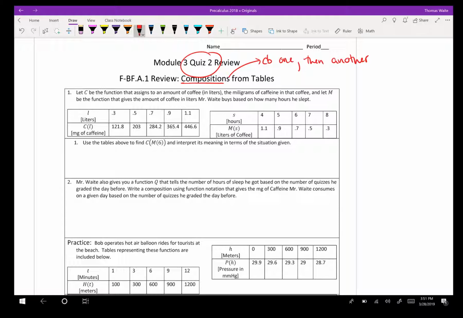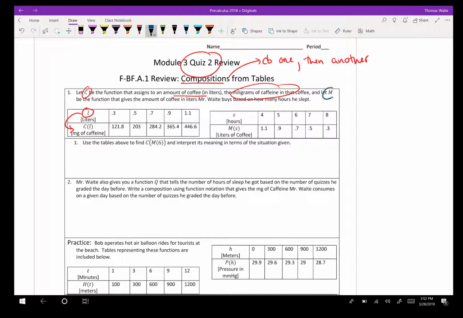It says let C be the function that assigns an amount of coffee the number of milligrams of caffeine in that coffee. Some of these are worded differently. This one says assigns the amount of coffee, so it's taking in a coffee, and it gives us the amount of caffeine in that coffee. So let's look at that in our table here. Here's my coffee in liters, and then it's going to output the amount of caffeine in that amount of coffee.